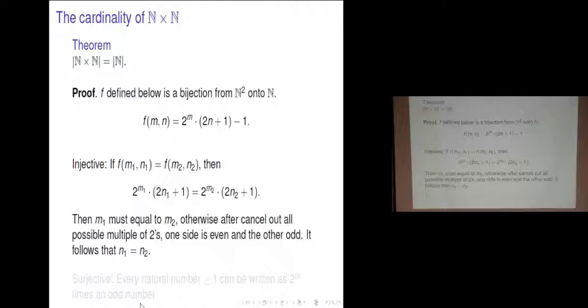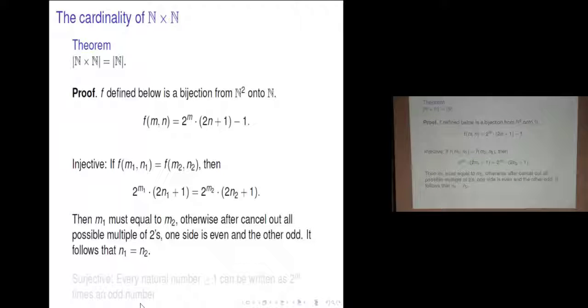Okay, so I take this form. Suppose the two pairs (m1, n1) and (m2, n2) are sent to the same place. I want to convince you m1 equals m2 and n1 equals n2. So suppose the values are equal. By definition, the expression with subscript 1 is equal to the same thing with subscript 2. I cancel off the minus 1 on both sides, and I get this equality.